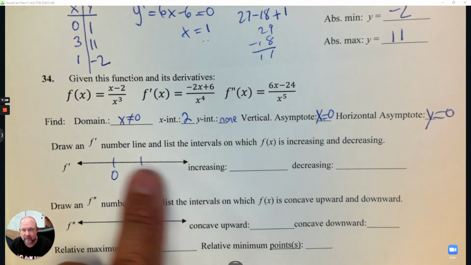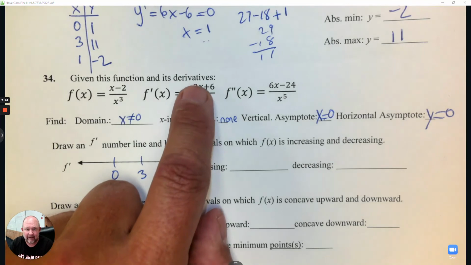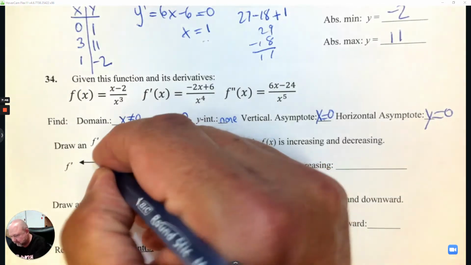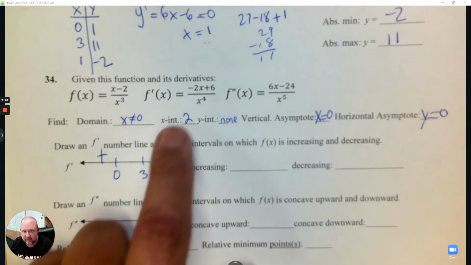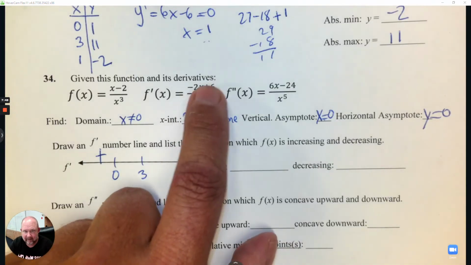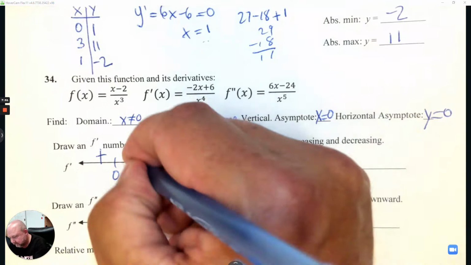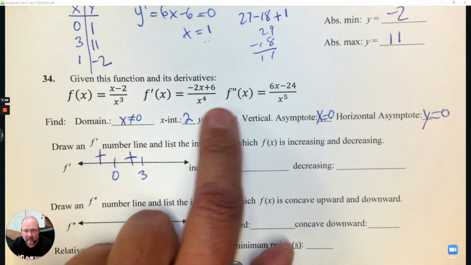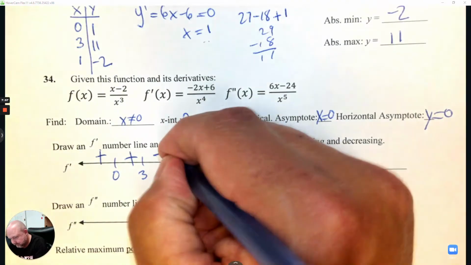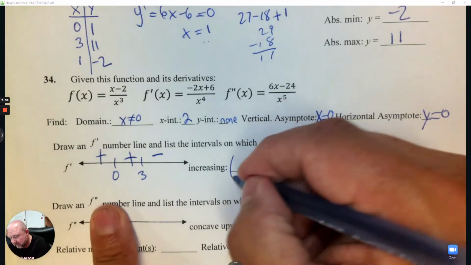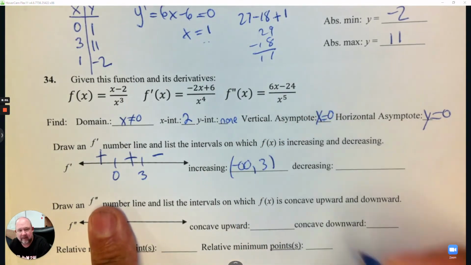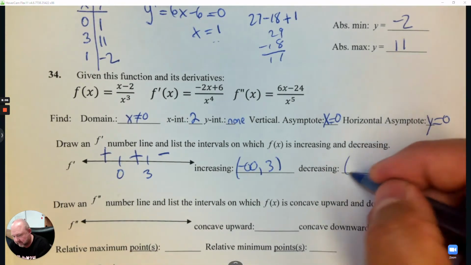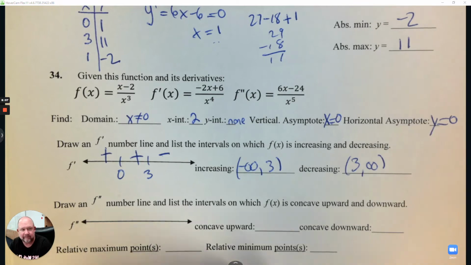Those are my intervals. Plug in -1. A negative times a negative is positive, and the bottom's always going to be positive. Plug in +1. Again, it's positive over positive. Plug in 4, and it's a negative over a positive. So where is it increasing? You can go all the way to 3, or you can write it twice, but -infinity to 3. Where is it decreasing? From 3 to infinity.